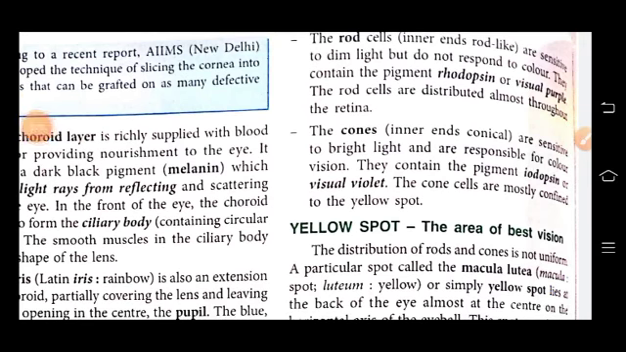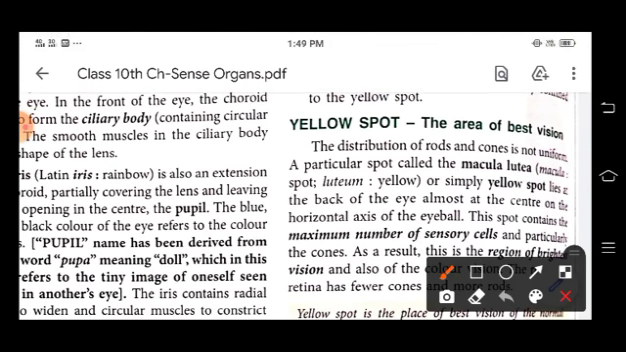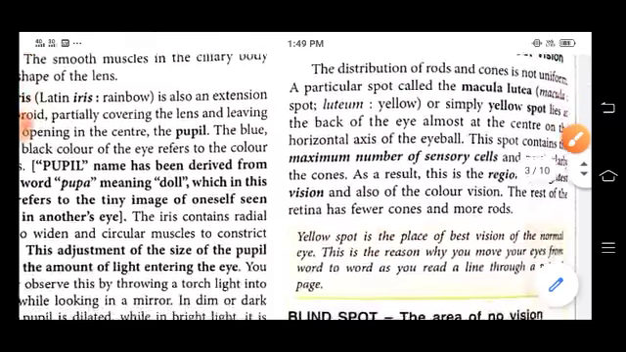Now the eye has two main areas, the yellow spot and the blind spot. The yellow spot is the area of best vision of the eye, and it is also known as macula lutea. The rods and cones are not distributed uniformly in the eye. The yellow spot contains the maximum number of sensory cells, particularly the cones. So this is the region of bright vision and also color vision.